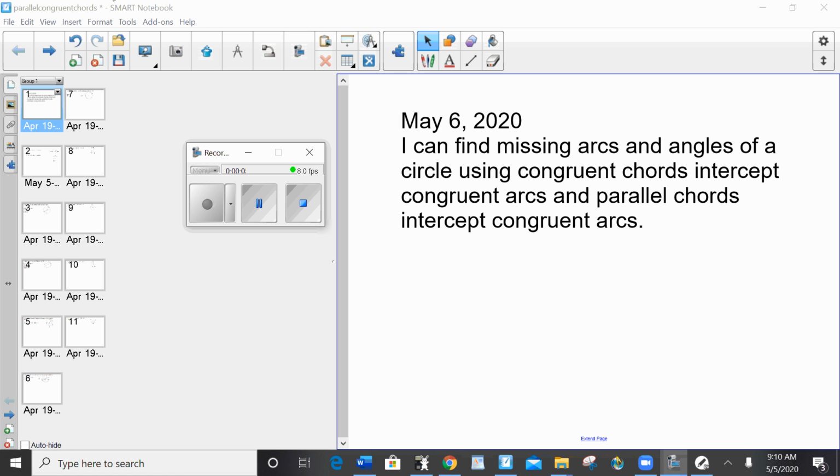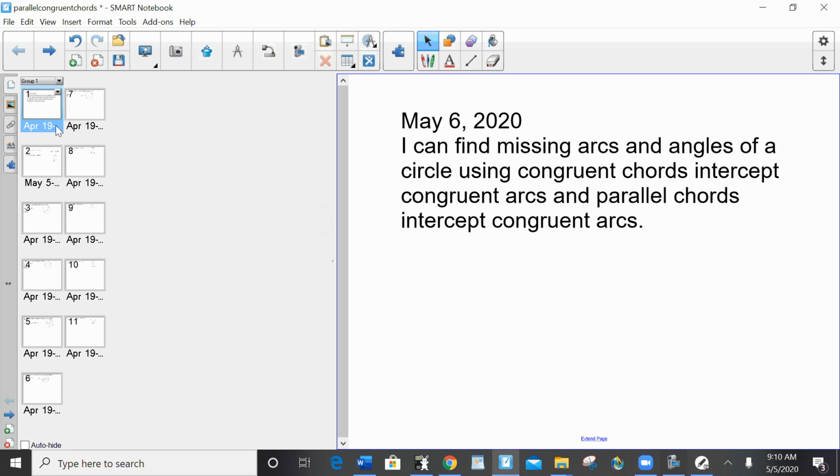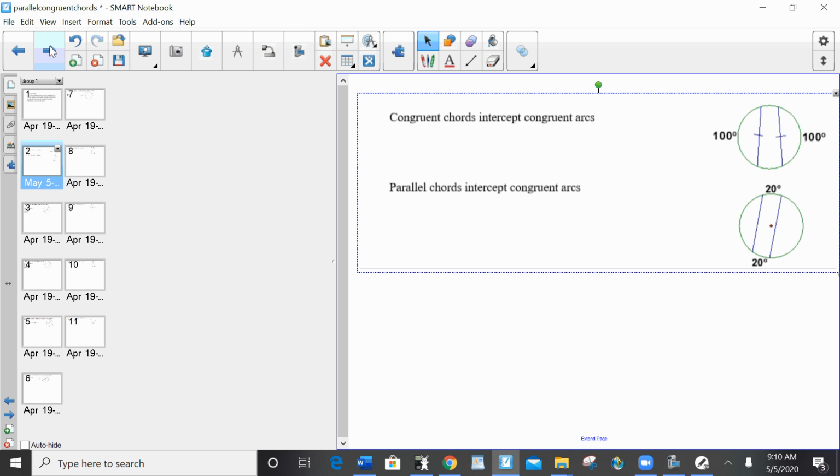Today I can find missing arcs and angles of a circle using congruent chords intercept congruent arcs and parallel chords intercept congruent arcs. So it's two separate rules. They're both very small. They're both similar in the fact that both congruent chords and parallel chords intercept congruent arcs. So these are kind of the notes here.